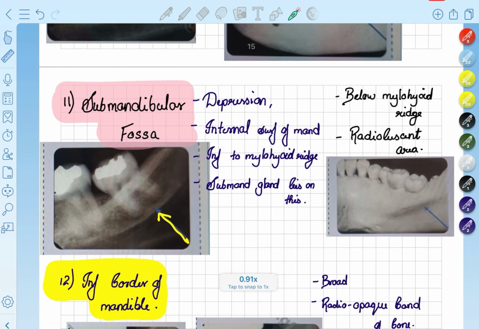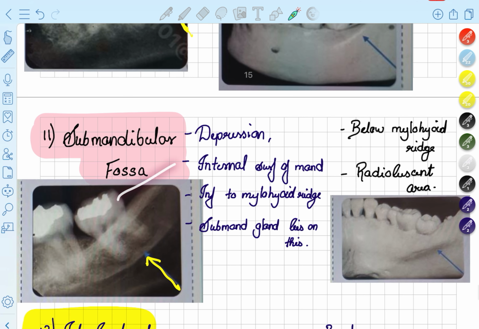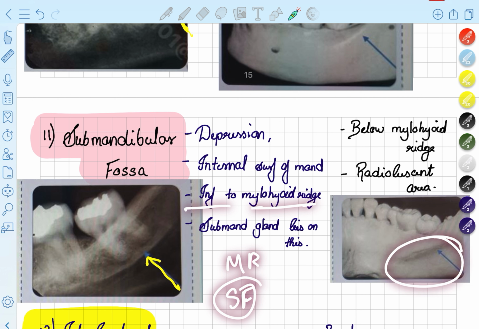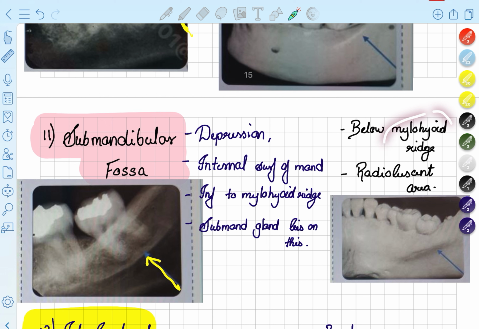The next structure is the submandibular fossa. The submandibular fossa is a depression in which the submandibular gland lies. It is located on the internal surface of the mandible, as we saw there are external and internal surfaces. It is inferior to the mylohyoid ridge. The mylohyoid ridge is above and the submandibular fossa is below. As we can see here, this is the external oblique ridge, and this depression is the submandibular fossa. It appears as a radiolucent area as it is a depression.